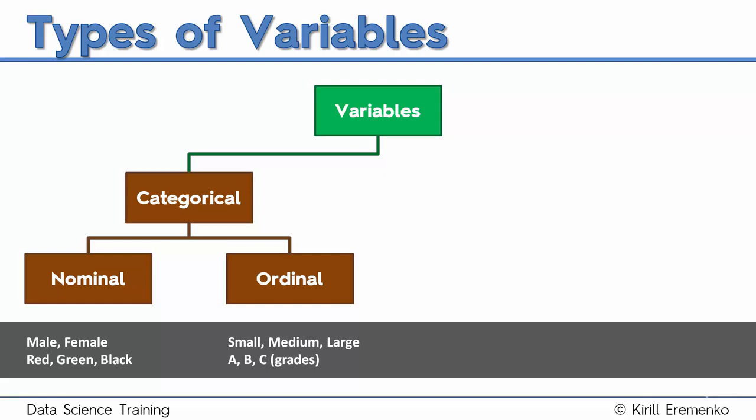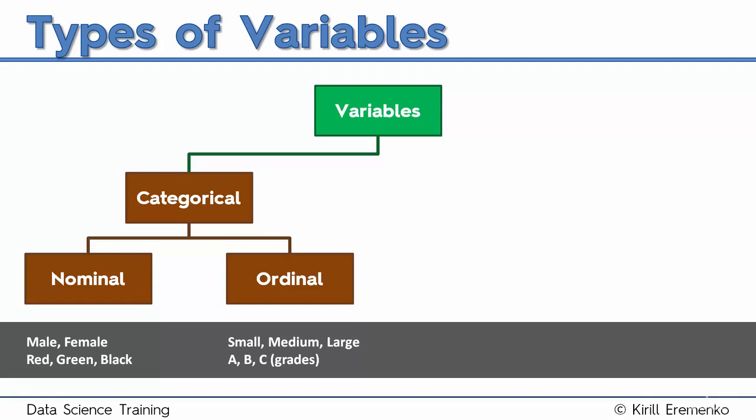And a similar thing with grades, A, B, C. A is the highest grade, B is the next grade, C is the lower grade, and so on. So even though they don't have numbers here, they have a logical inherent order within them. And so those are the two different types of categorical variables.